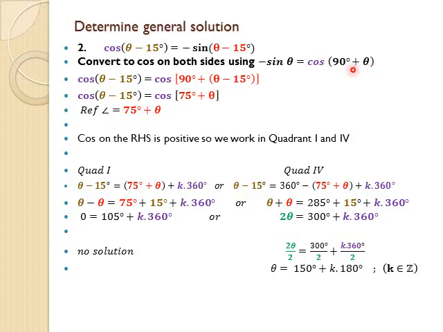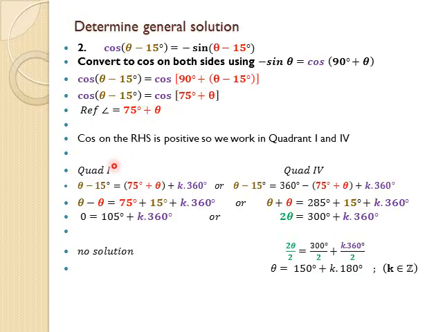I'm just showing you a different variation. So to make them both cos, the left side stays the same. The right would now become cos of 90 plus theta minus 15 degrees. So 90 minus 15 gives me 75 plus theta. So my reference angle is 75 degrees plus theta. Cos is positive there, so we're working in the first and fourth quadrants, the only two places where cos is positive.